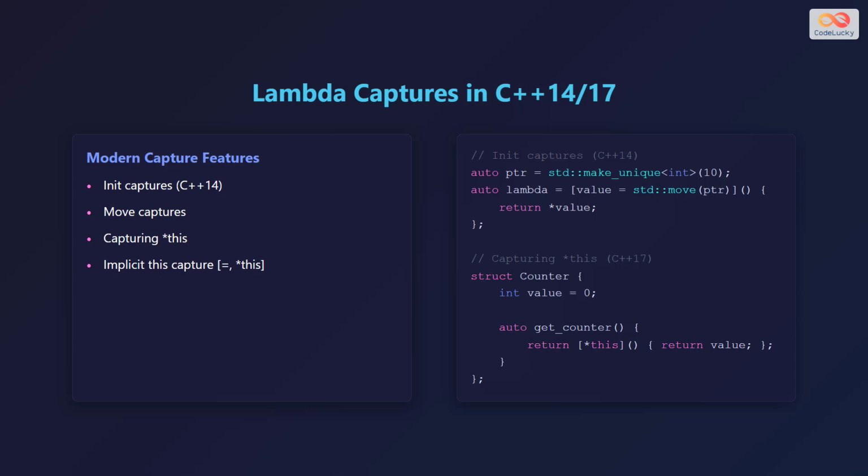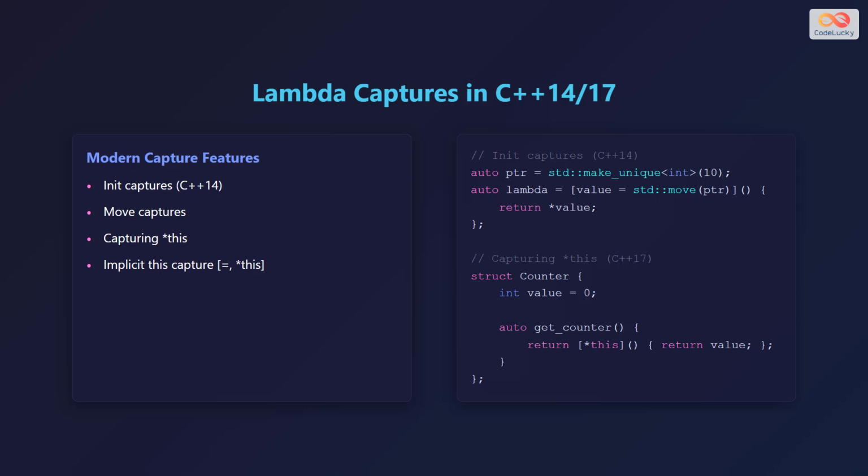In the init captures example, we create a unique pointer of integer with value 10 using the standard make_unique function and name it ptr. Then we create a lambda function that captures value, which is initialized by moving the unique pointer ptr. The lambda returns the dereferenced value.